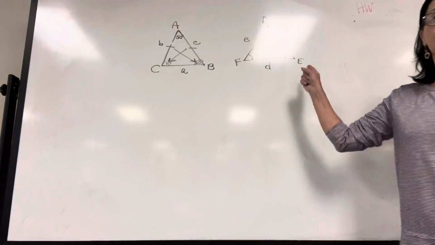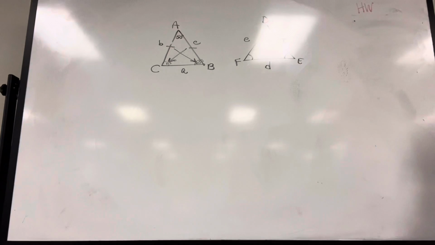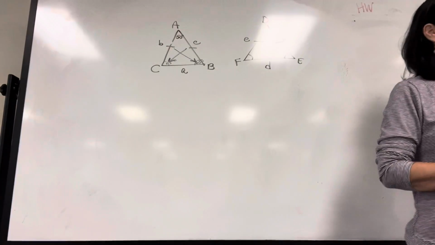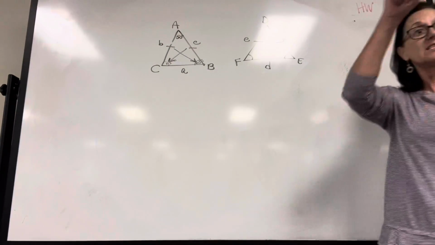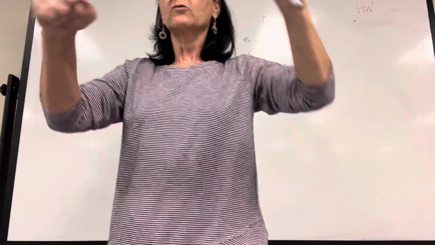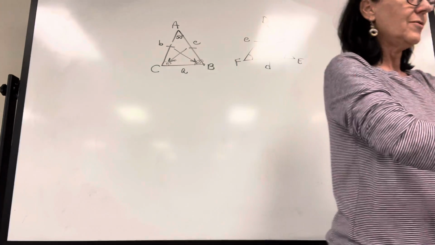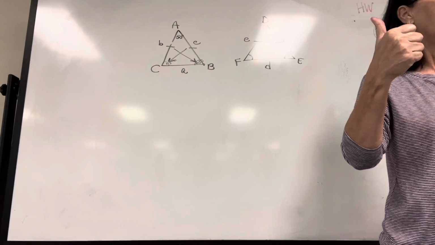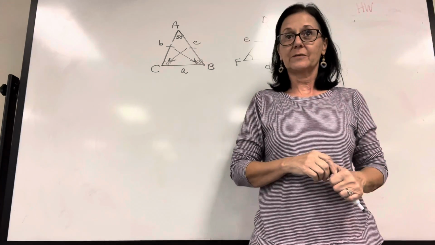If I tell you angle E equals angle F, then what can I know? Yes. That DF and DE are equal. Right. Then these two sides are also equal. Got it? It goes both ways. If the sides are equal, then the angles opposite them are also equal. But if I have two angles equal, then the sides opposite them are equal as well. Make sense?